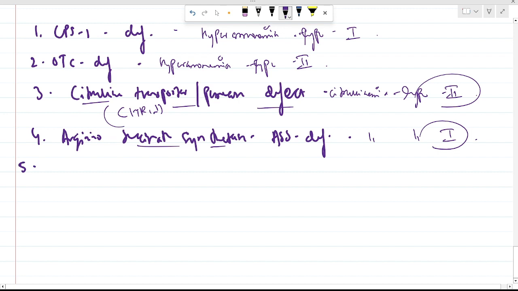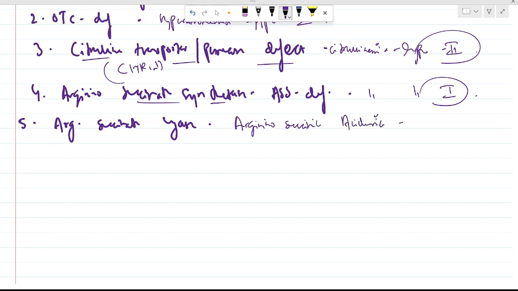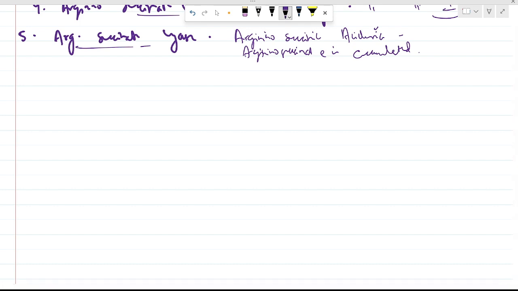Moving on to the next enzyme defect, argininosuccinate lyase. Now the lyase enzyme defect will lead to accumulation of argininosuccinate. So it will lead to argininosuccinic aciduria. Argininosuccinate is accumulated. Very simple. This is the deficiency. Argininosuccinate will be accumulated: argininosuccinic aciduria.